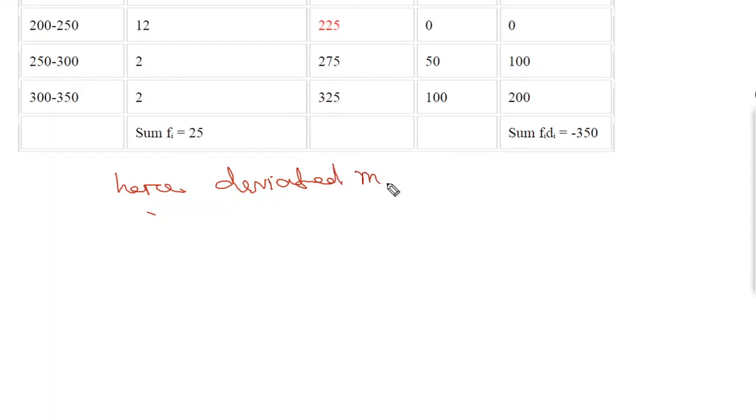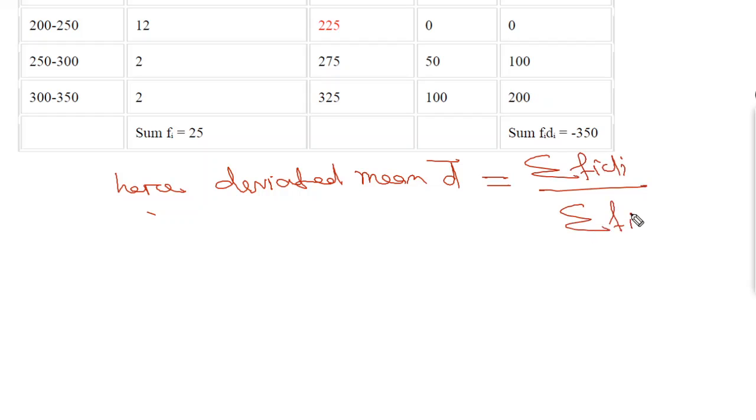Deviated mean, D bar, is equal to the sum of fi di divided by the sum of fi, which is equal to minus 350 divided by 25. So it will be equal to minus 14. So this is your deviated mean.